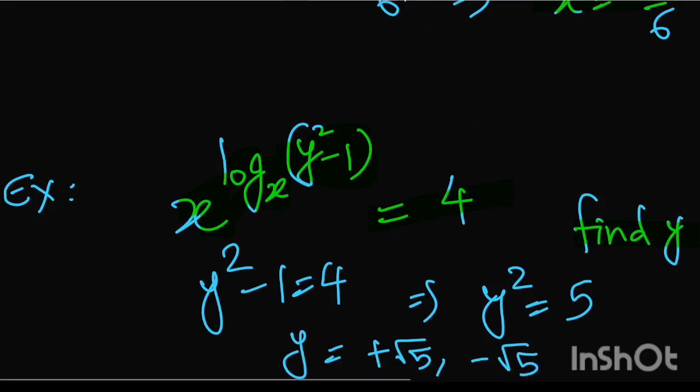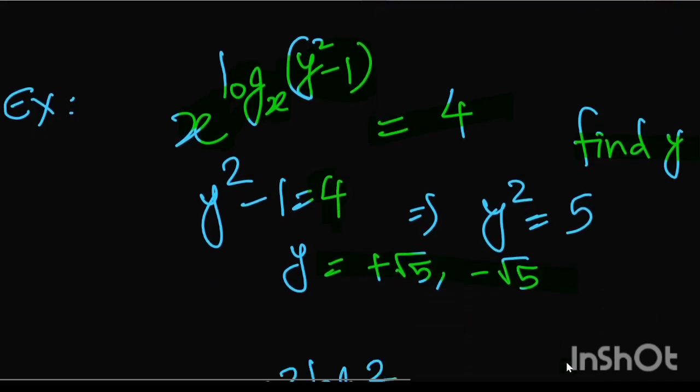Can we accept both the solutions or only the plus sign? As you can see here, since it is y square, taking root 5 or minus root 5 won't make a difference. Y square minus 1 would still be positive, which is 4. So both the answers, plus minus root 5, are acceptable.